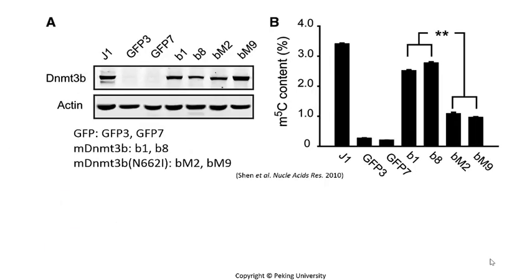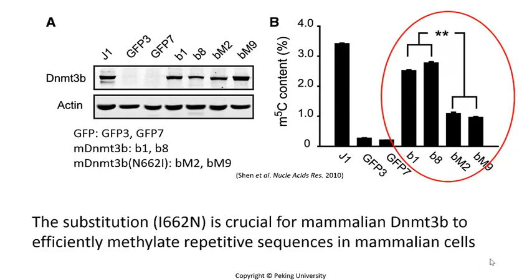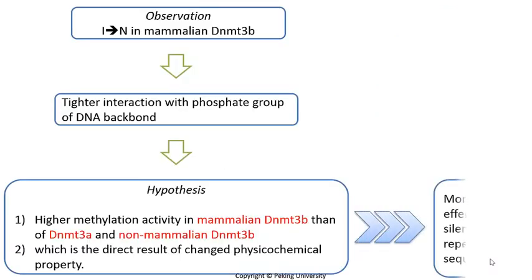To test this hypothesis, we further performed experiments in DNMT3A and DNMT3B double knockout mouse embryonic stem cells. We found this locus indeed plays an important role in the methylation of repetitive elements in mammalian DNMT3B. Thus, we further promoted the previous conclusion.